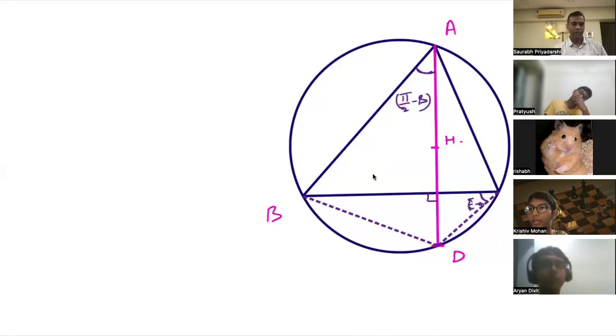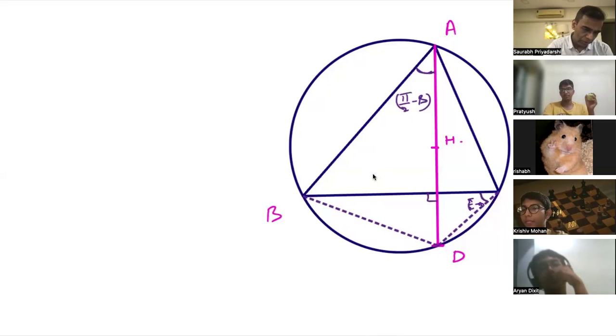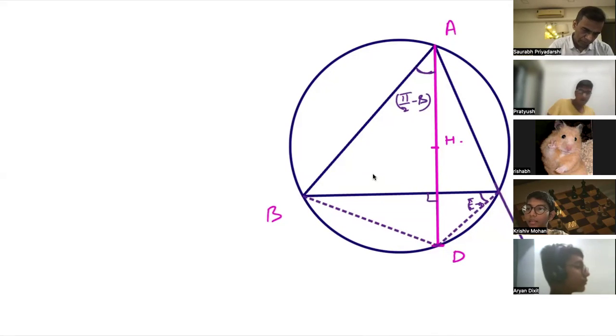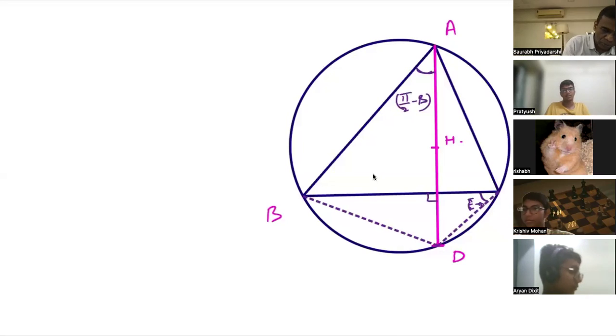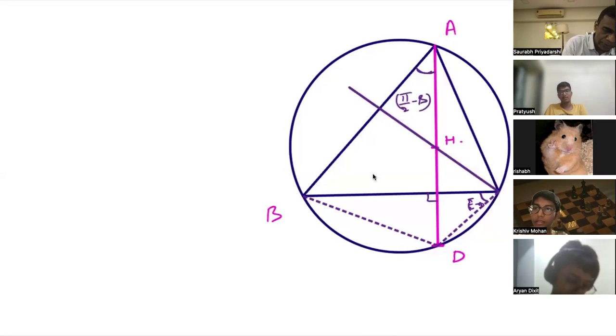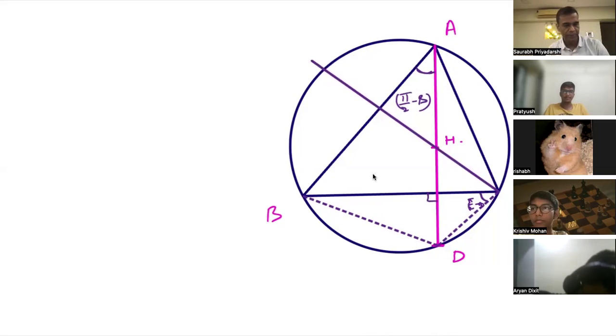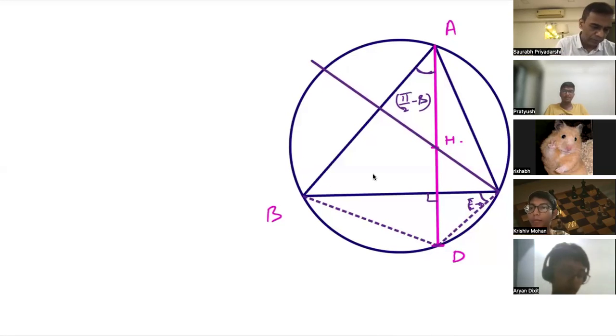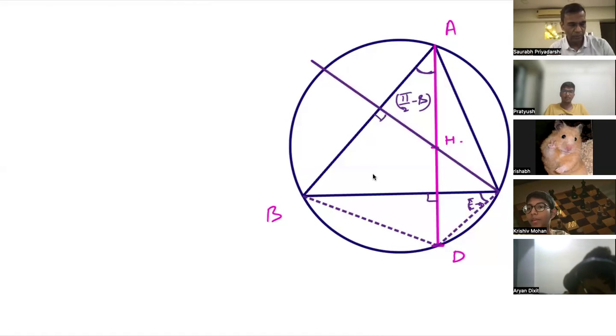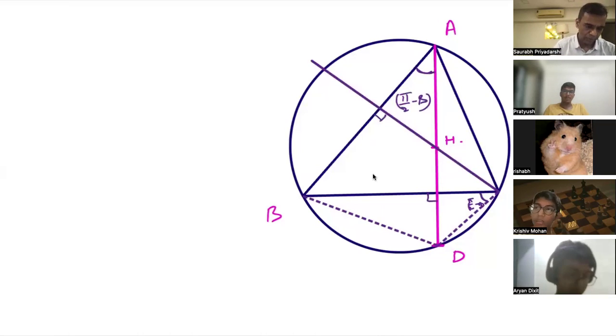Same segment. So can you extend CH to meet AB? CH you want to meet AB. Right there, it is perpendicular to AB. So HCB is 90 minus B.